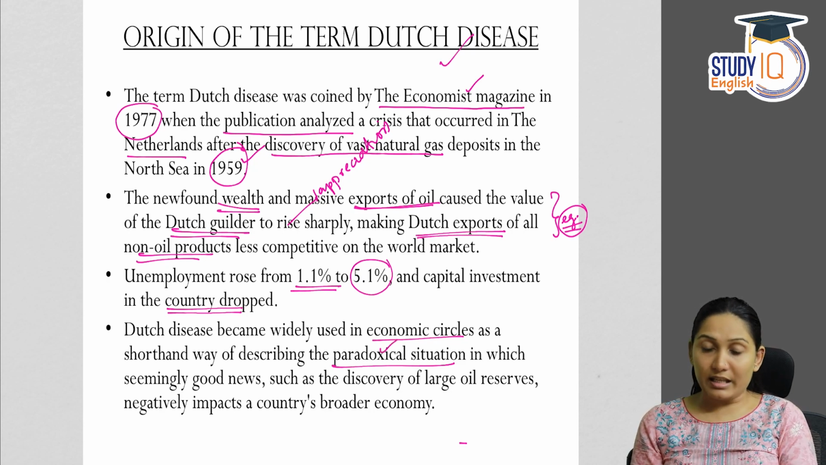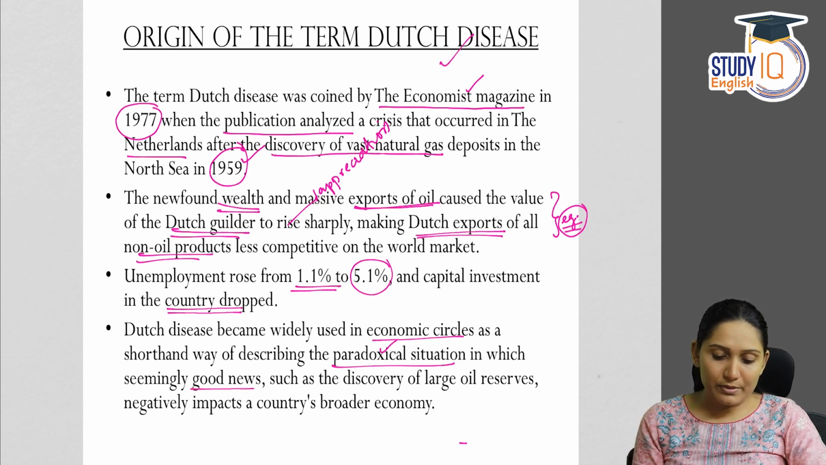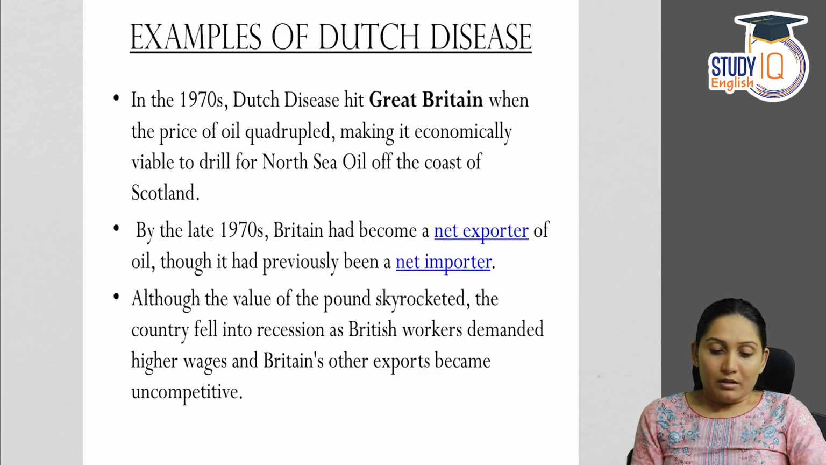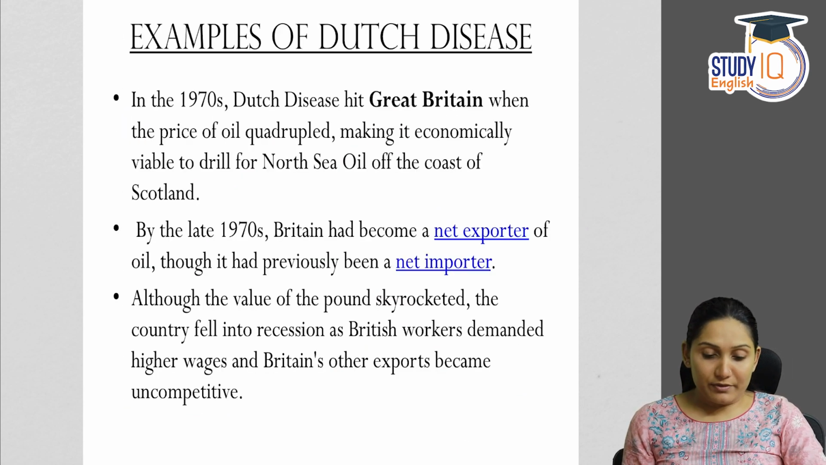It is used in economic circles as a paradoxical situation in which seemingly good news, such as the discovery of large oil reserves, negatively impacts a country's broader economy. Now let's take some of the examples of Dutch disease.